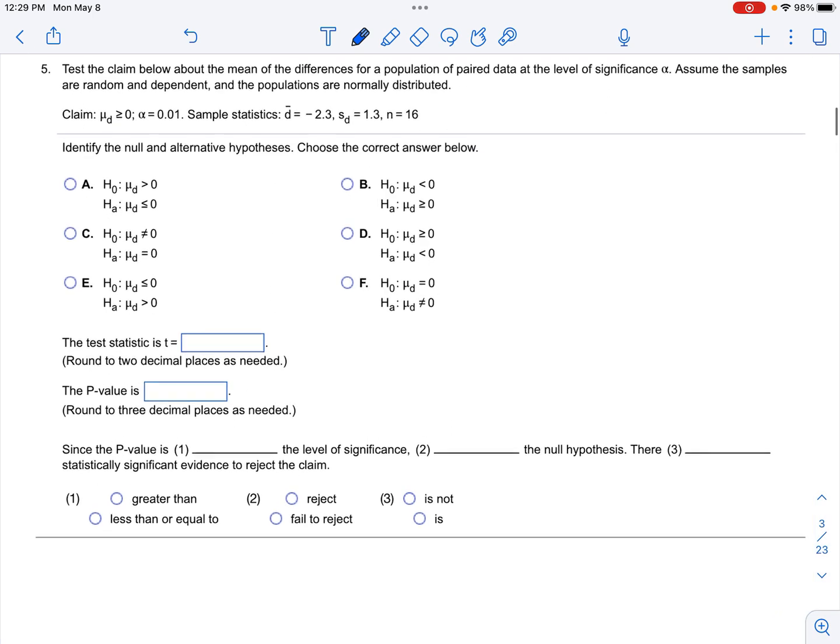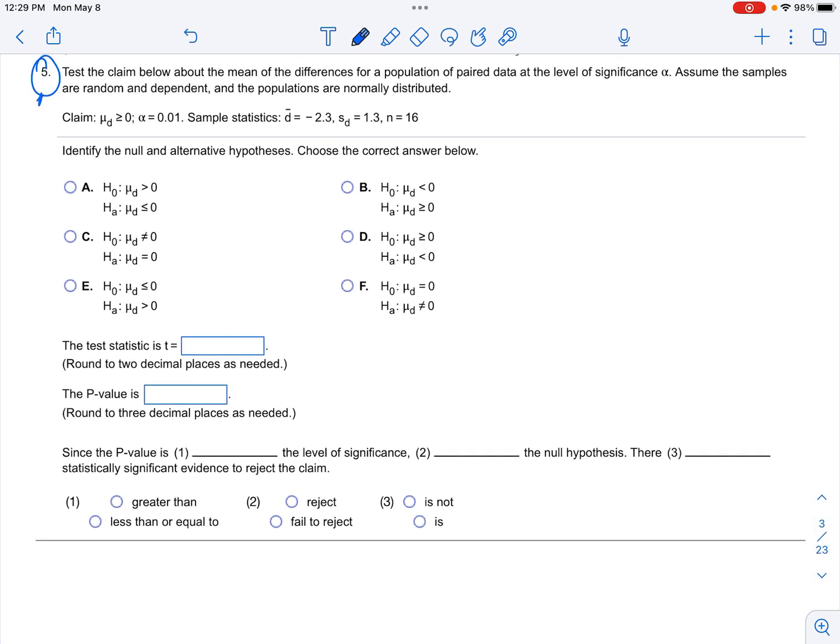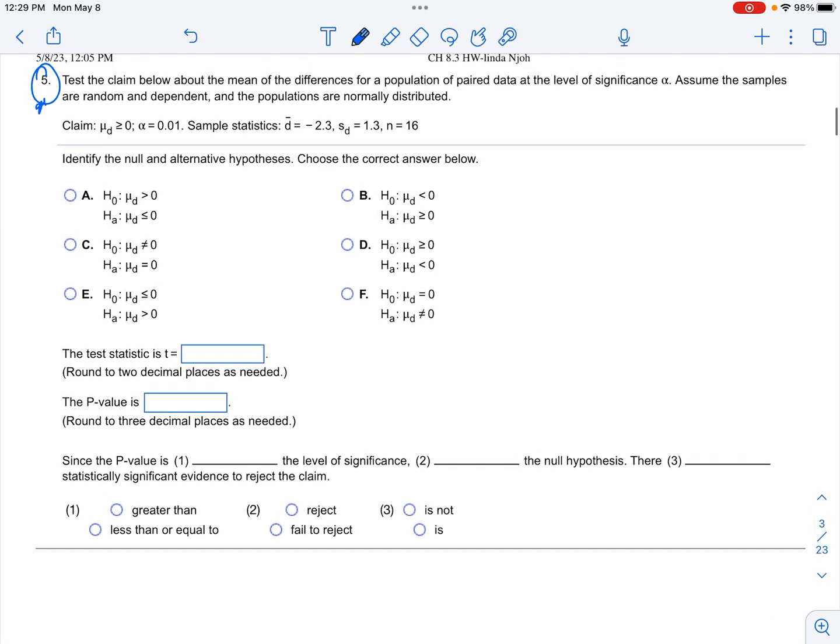This is using a p-value, right? This is using the p-value method. Again, it says you have paired data and they give you the claim. So notice the claim includes an equality sign. So this is your claim right here. The claim is in the null. There goes your alternative, right? But everything else is given to you. You have your alpha, etc.